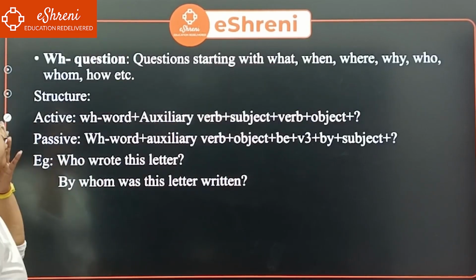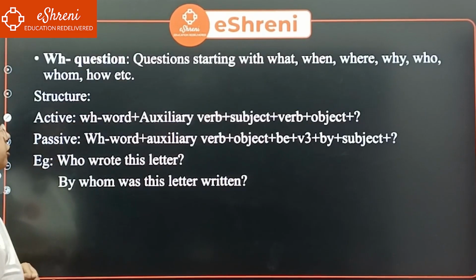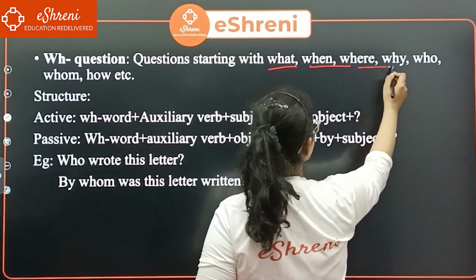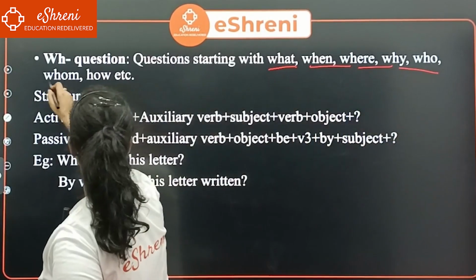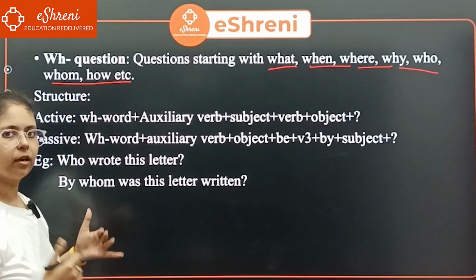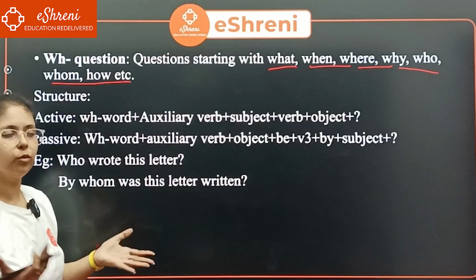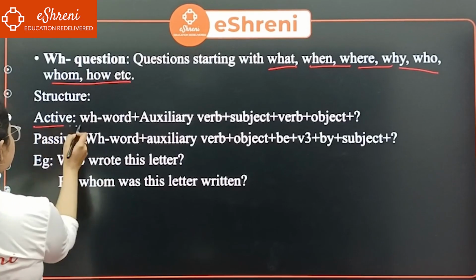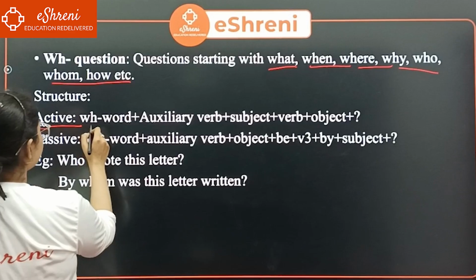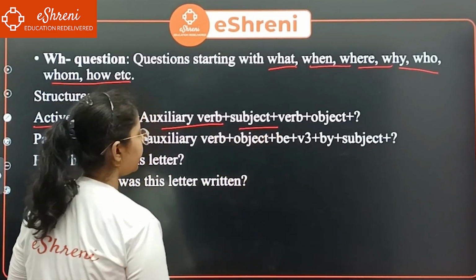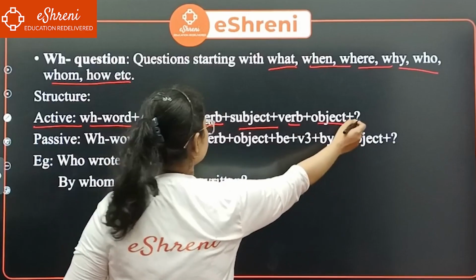Next, WH question. So which ones are these questions? Questions starting with what, where, when, why, who, whom, how, etc. So how will we change these questions? Like where are you going, what are you doing, who are you? In active voice, the structure is: first the WH word comes, then the auxiliary verb, then comes the subject, and then comes the verb and object, and then the question mark.